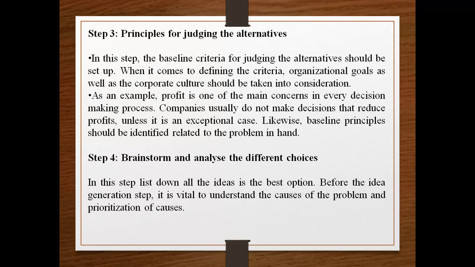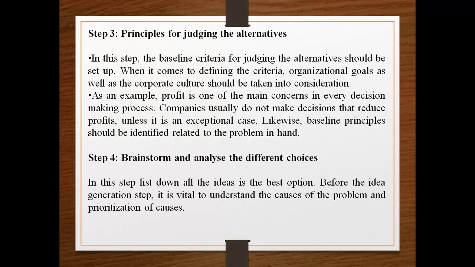Companies usually do not make decisions which will reduce the profit unless it is an exceptional case. For example, a company is closing down forever, then that is an exceptional case. Likewise, baseline principles should be identified related to the problem in hand. For example, there are many sales going on in the monsoon. That doesn't mean the company is not going to see the profit and put up the sale. It will always analyze, judge, and then decide the policies so that it makes the profit.